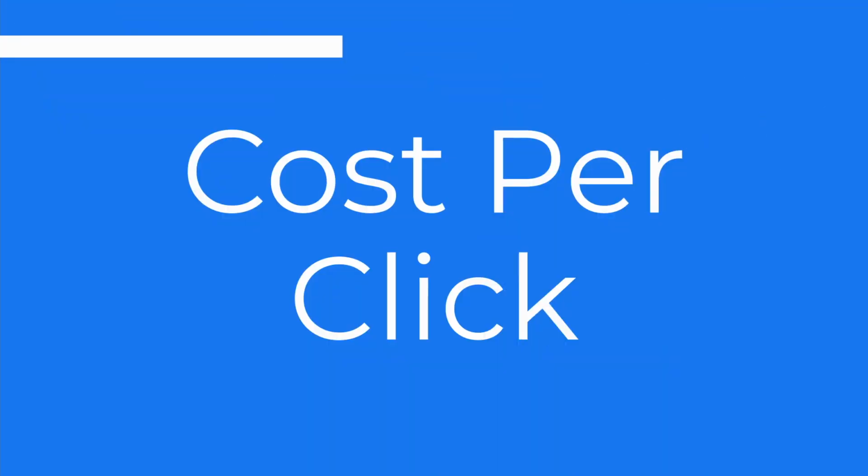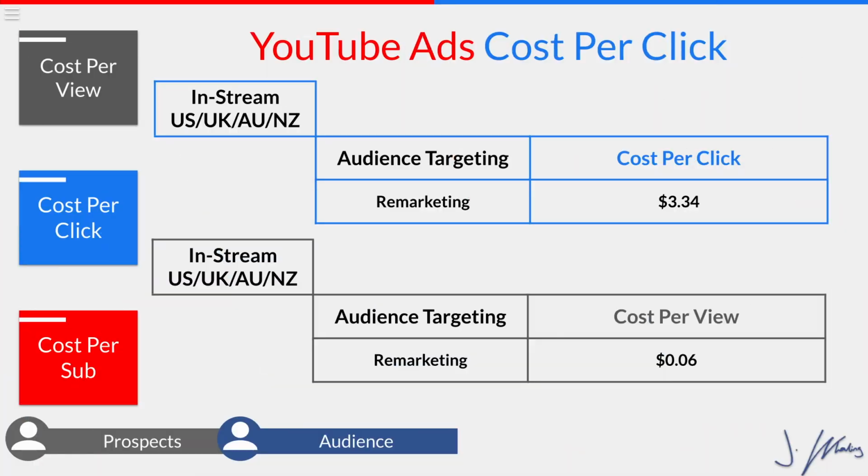Now, how much does it cost per click? Well, unfortunately right now, I only have one campaign that's actually running traffic off of YouTube via in-stream ads, and the current cost per click is sitting at around $3.30 or something.